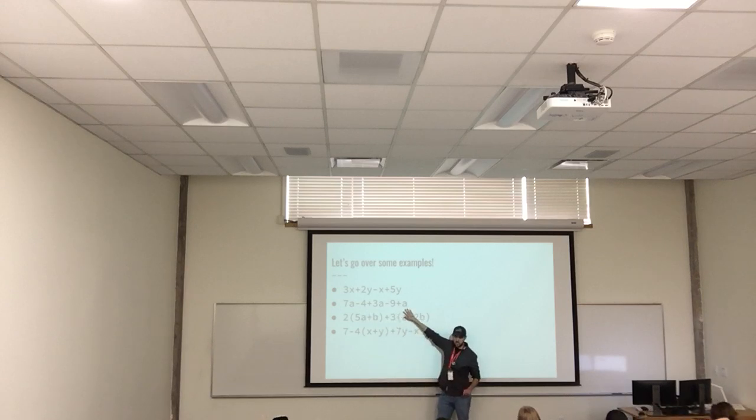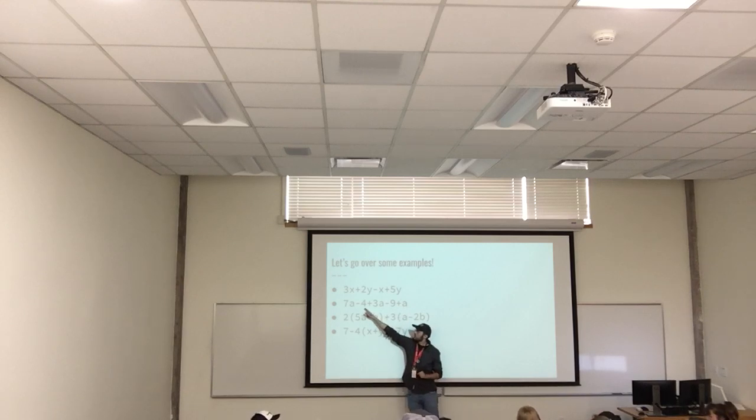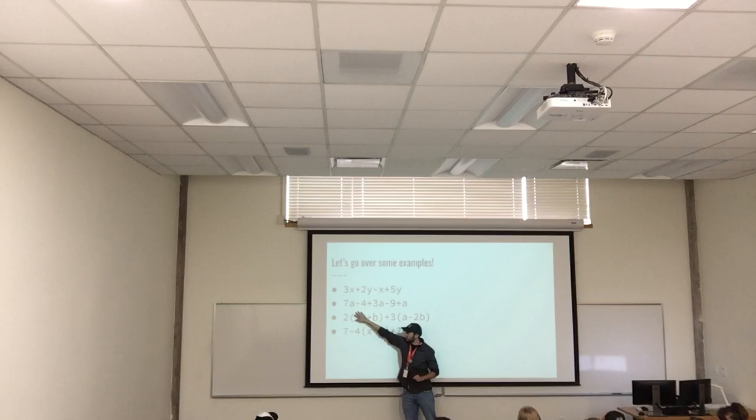Who wants to help me get through the second one? You over there? 7a plus 3a plus a is 12a. Close, 11a. And then minus 4 is minus 13? Yep, 11a, so minus 13. 11a minus 13. You got it.